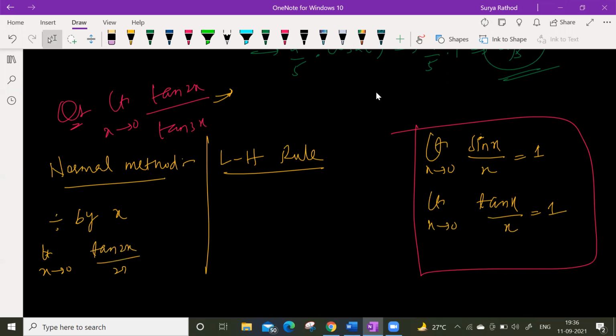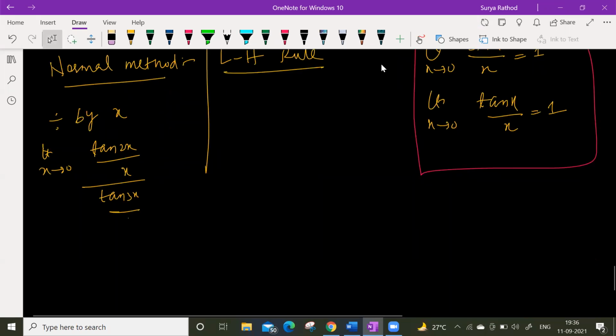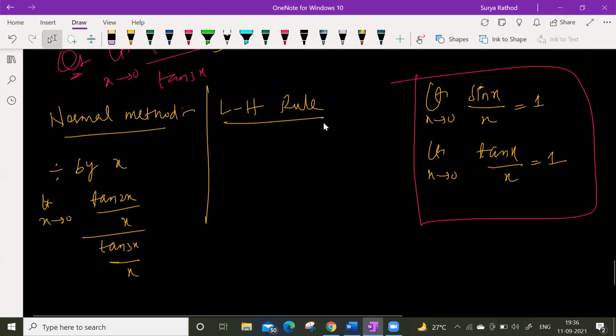So we get tan 2x by x divided by tan 3x by x. Everywhere it should be the same symbol, but I have 2x here. For that I just need to multiply and divide with 2x. I have 3x here, so multiply and divide with 3. Okay, so this is what I used to do.